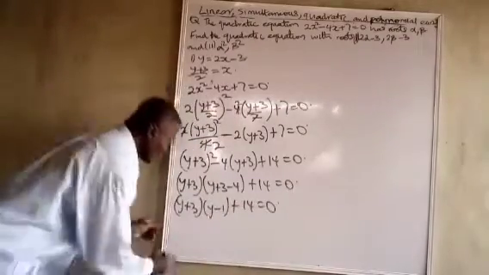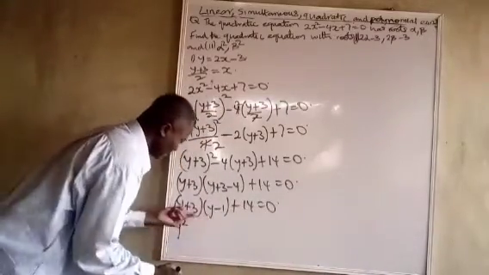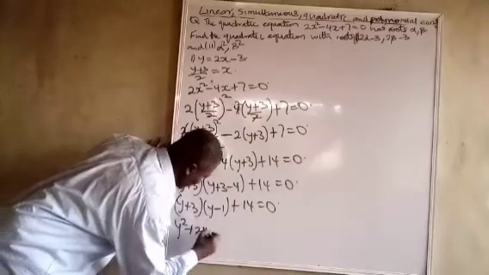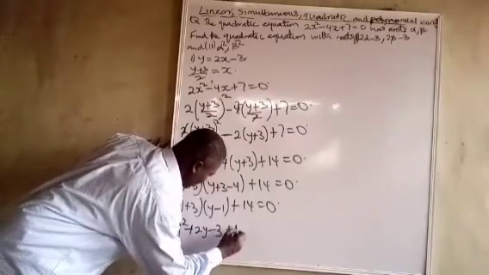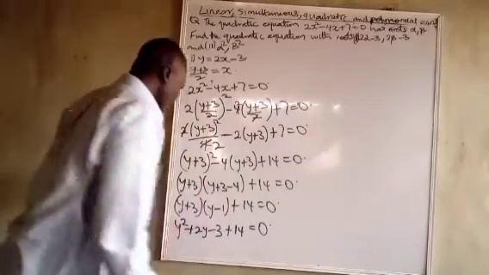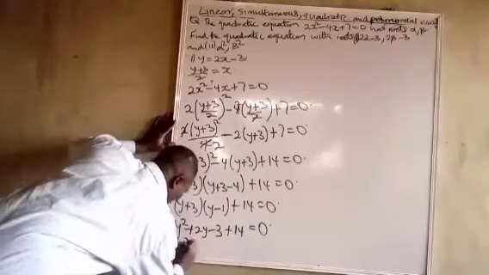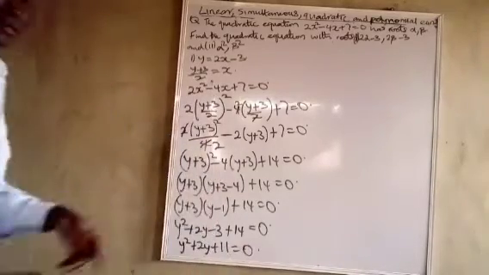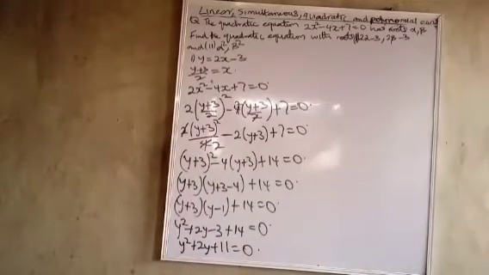So this one is easy to expand now. y squared plus 3y minus y, so plus 2y, minus 3 plus 14 equals 0. So what do I have now? I have y squared plus 2y plus 11 equals 0. You can see, no stress.